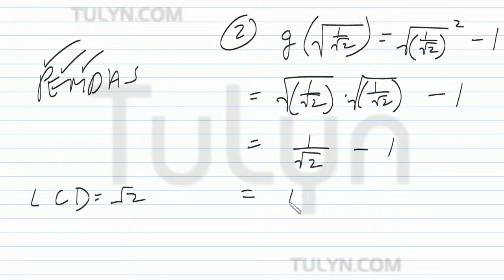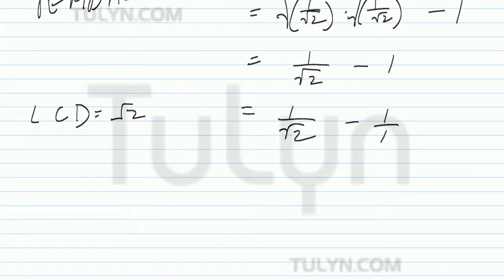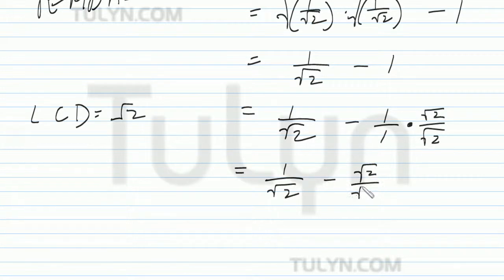So rewrite the whole number over 1 as a fraction. Then go ahead and multiply the second fraction to give you radical 2 in the denominator. Must do it to the numerator. So 1 over radical 2 minus 1 times radical 2 is radical 2. So just subtract your numerators, 1 minus radical 2, and place it over the same denominator, radical 2.